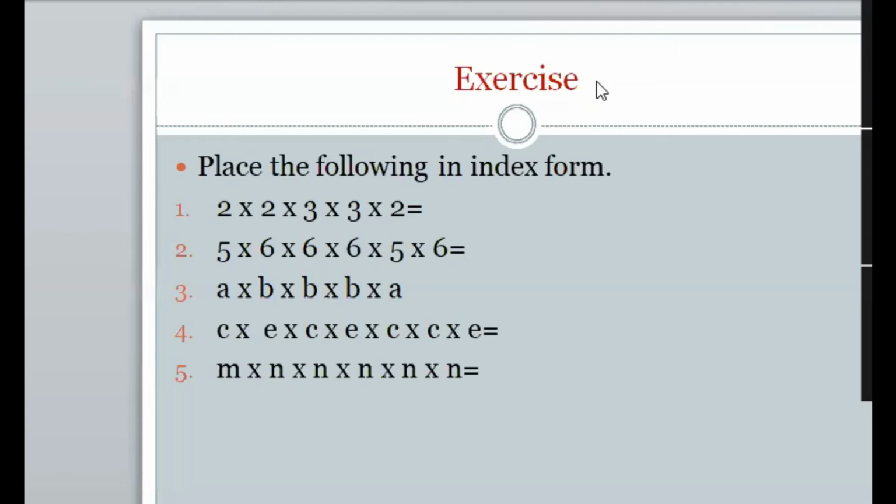Who is not hearing me? All right, number 2. Number two, Kevon, let's hear you. Miss, number two answer is 5 to the second power times 6 to the fourth power. Did everybody get that? Yes, miss. Very good.